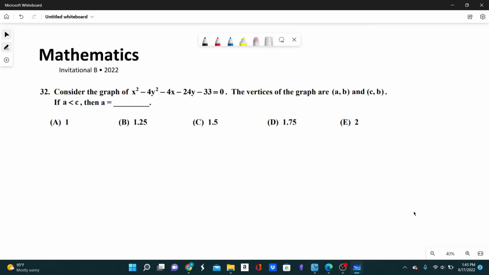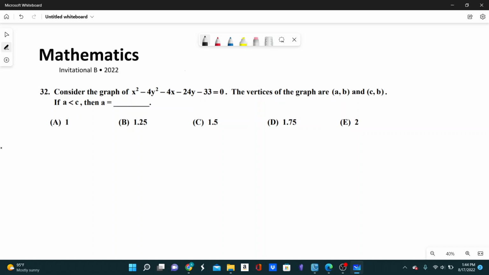Number 32. Consider the graph of x squared minus 4y squared minus 4x minus 24y minus 33 equals 0. The vertices of the graph are (a, b) and (c, b). If a is less than c, then a equals what? So, first thing we have to do is get this equation into a standard form.